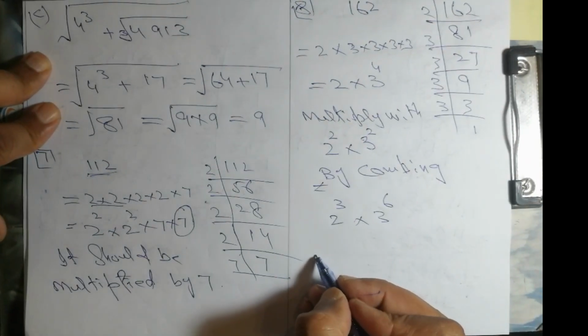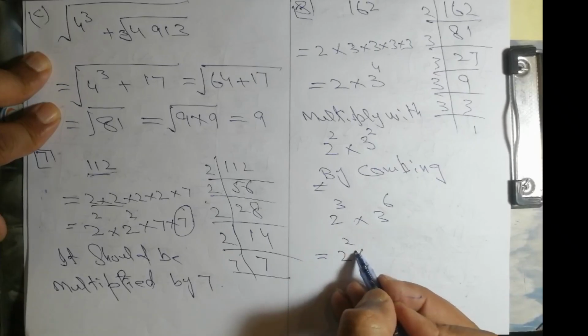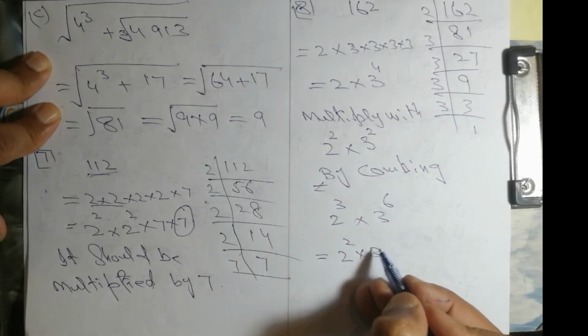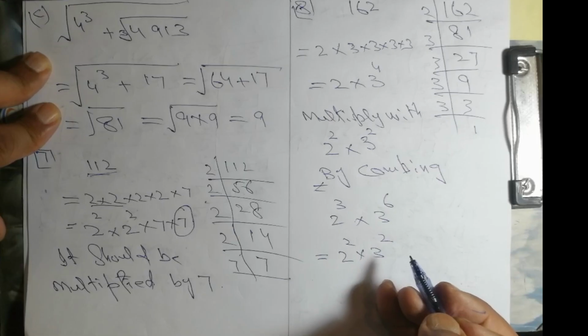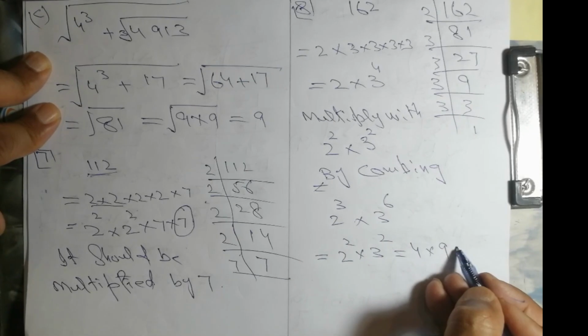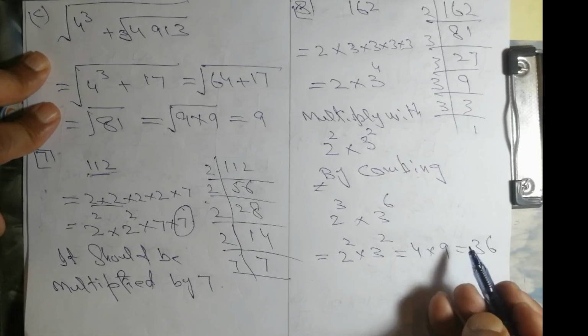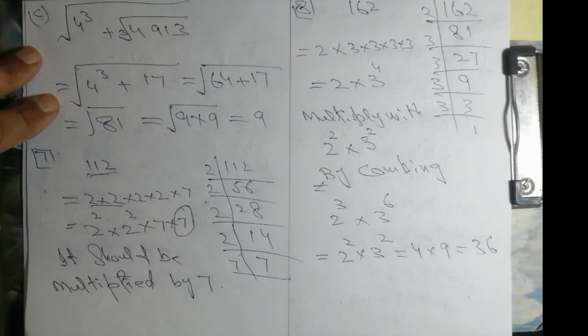So it means 2 raised to power 2 and 3 raised to power 2. This is the answer. Or 2 twos are 4, 3 threes are 9, equal to 36. So if we multiply this number with 36, then this will be a cube number.